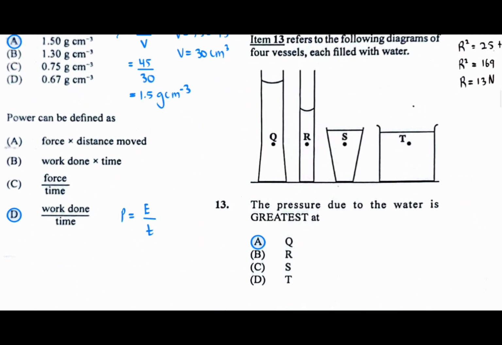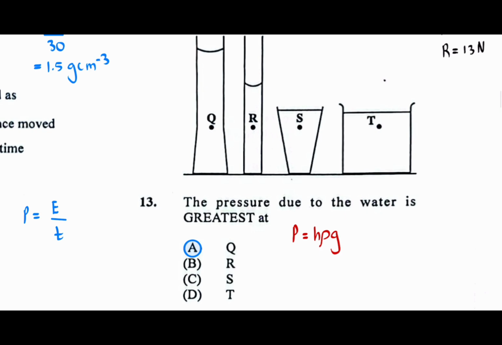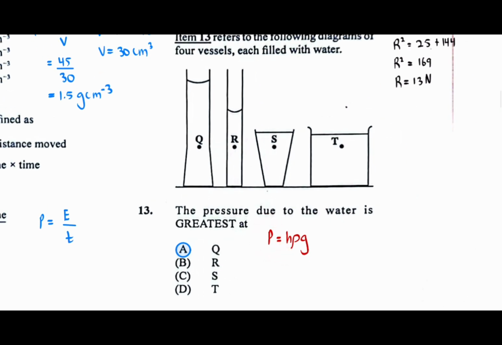Question 13. The pressure due to the water is the greatest at Q. The reason for that is because, remember, pressure as a result of a liquid is equal to height times density times gravity. I would advise you to check the 2024 June paper 1 solution, where I gave an example and did a worked example. But basically, if I increase height and keep everything else constant, my pressure is going to increase, right? And so the greatest height here is in this specific example.